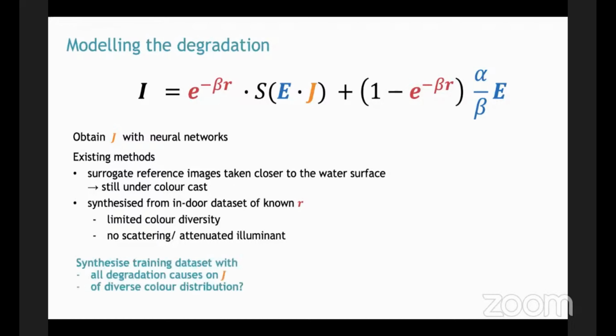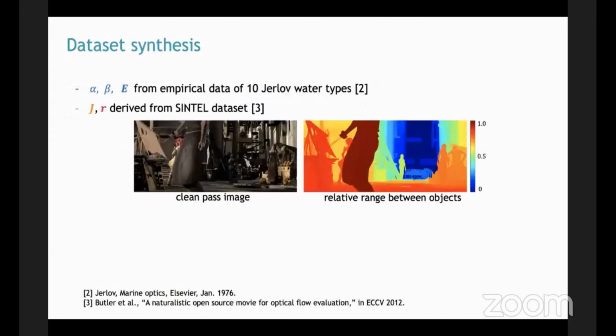So what we want to do is, can we synthesize the training data set with all the degradation caused on the scene radiance, while the scene radiance actually contains a diverse color distribution? To do this, we exploit open data; we can use empirical data of the 10 Jerlov water types. So what is left now is that we need to obtain the scene radiance and the range. We use the Sintel dataset, which is a computer graphics dataset that gives us a clean pass image that reflects the light interaction within the scene, and it also provides us with the relative range between objects.